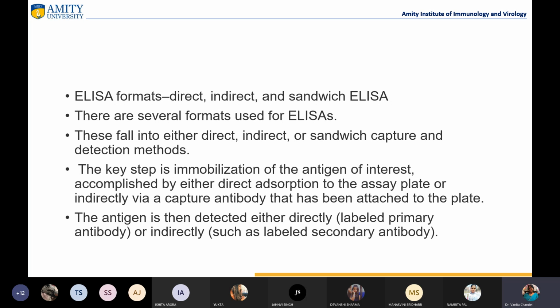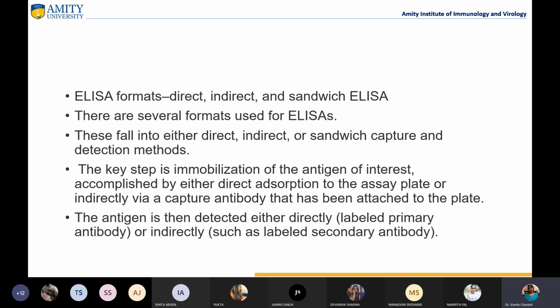So ELISA formats. If we talk about ELISA formats, there are direct ELISA, indirect ELISA, and sandwich ELISA. So we commonly use 3 types of format: direct, indirect, and sandwich ELISA. There are several formats used: direct, indirect, sandwich, capture, and detection methods. The important step still lies in the immobilization of the antigen of interest, which is accomplished by direct adsorption to the assay plate or indirectly via a capture antibody.